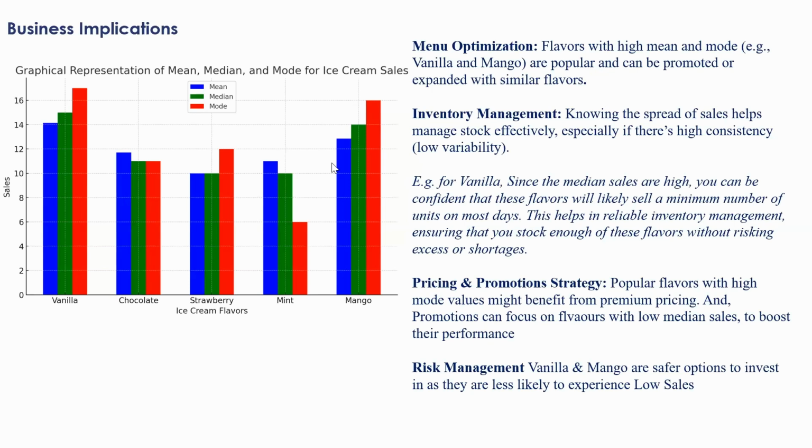On Tuesdays, मेरा vanilla का performance कम है. Can I incentivize with a discount? These are the business decisions I need to take.